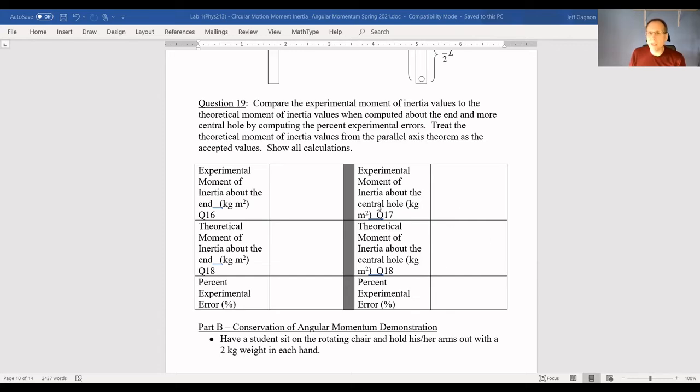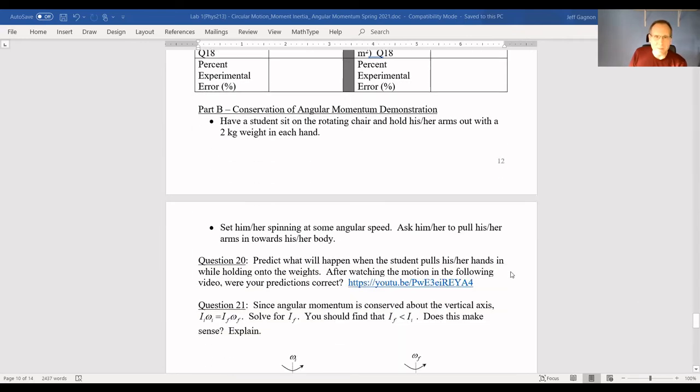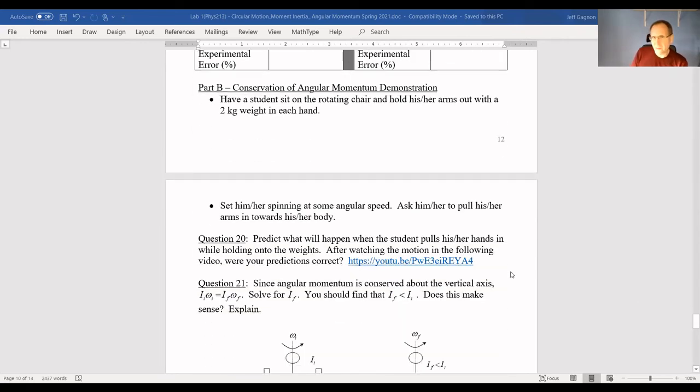Make sure you show me all the calculations, right? That's important. Okay, and then the last part, and again, this is just sort of qualitatively, I don't want to do too much with this. This is the conservation of angular momentum demonstration with the spinning chair, okay?